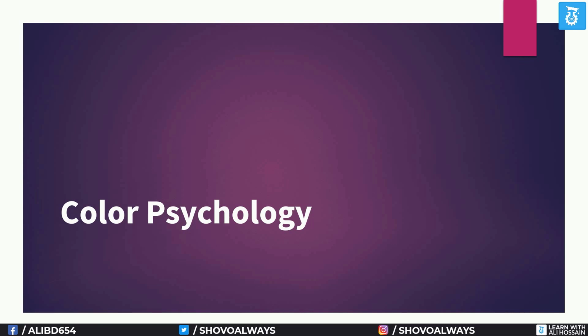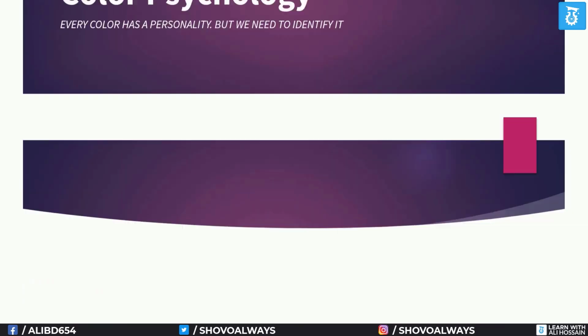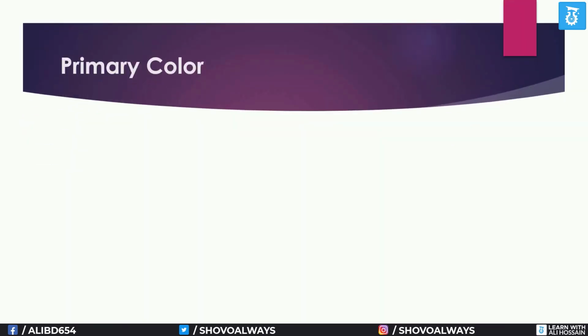So let's begin. So if you're interested to learn about color psychology, at first you need to know that every color has a personality, but we need to identify it, and also we need to know how actually color work. So at first I will explain some things, and that is, at first you need to know that we have a primary color and also secondary color, and we have three primary color. Number one is red, number two is blue, and number three is yellow. And these three is primary color.